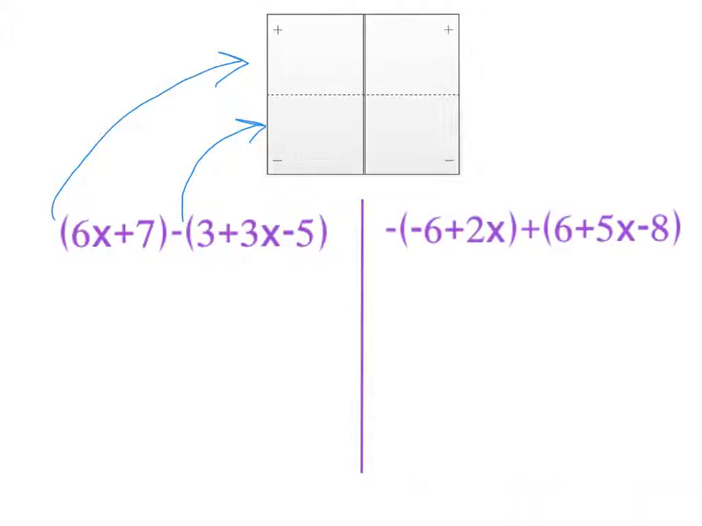On the right-hand side, our first expression group that contains a negative 6 plus a 2x is indicated that it's in the opposite region, so I'll put it down here. And the second group that contains a 6 plus 5x minus 8 is indicated that it's in the positive region, so I'll put those pieces up here.